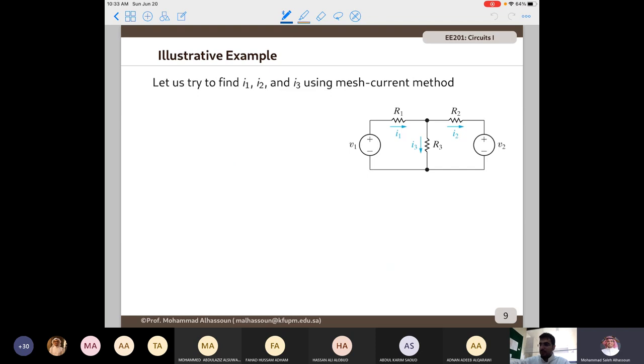So let's start with the following simple circuit. What circuit law did we heavily utilize to apply the node voltage method? KCL. Please raise your hand. Hadi? By using KCL on the nodes. Exactly. KCL. In the mesh current method, we're going to use KVL, not KCL.